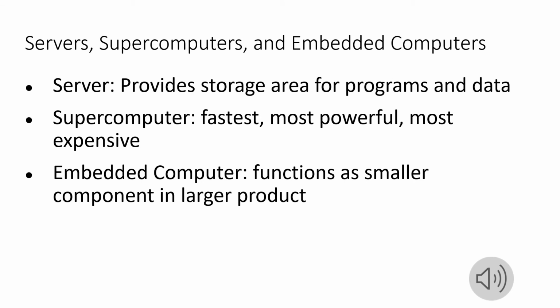Servers, supercomputers, and embedded computers. A server manages the resources on a network and provides a storage area for programs and data. Supercomputers are the fastest, most powerful, most expensive computers, and these computers can process trillions of instructions in a single second. These computers are used to analyze weather patterns, track hurricanes, and study safety issues regarding space travel.